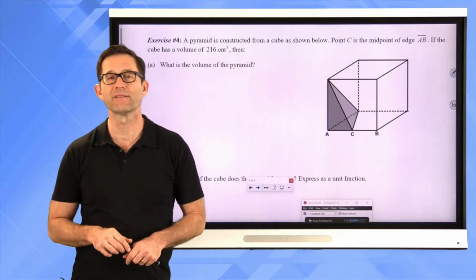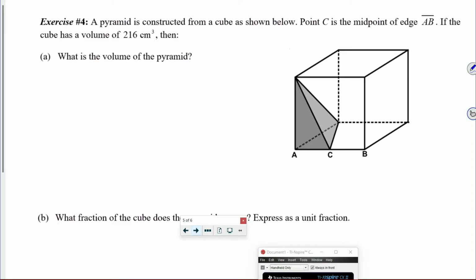All right, exercise number 4. A pyramid is constructed from a cube as shown below. Point C is the midpoint of edge AB. If the cube has a volume of 216 cubic centimeters, then, letter A, what is the volume of the pyramid?